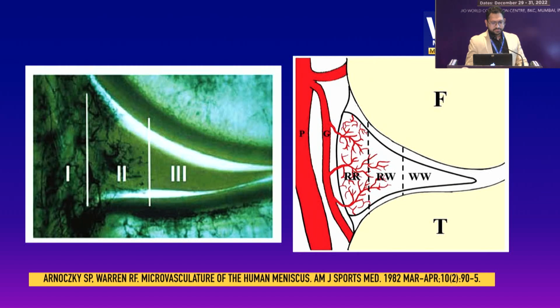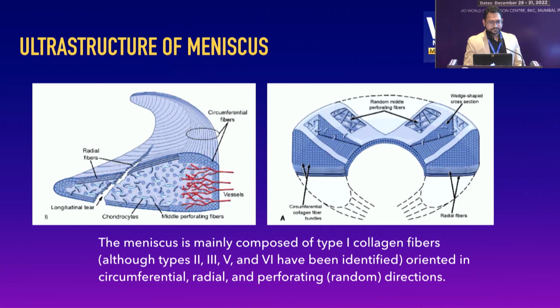This is again a representation of how these zones are divided according to the blood supply. From the free edge, it is the white zone. In between is the red-white zone and on the periphery is the red-red zone. You can see the tears which are in this region of red-red and the red-white zones have a good supply, and so these tears are amenable for repair.